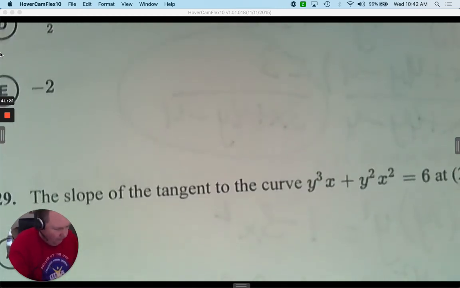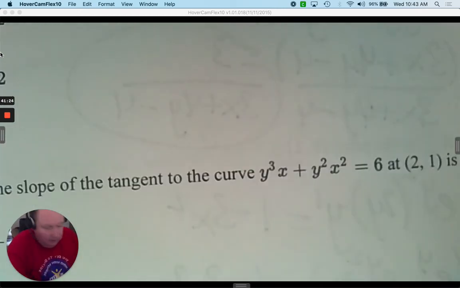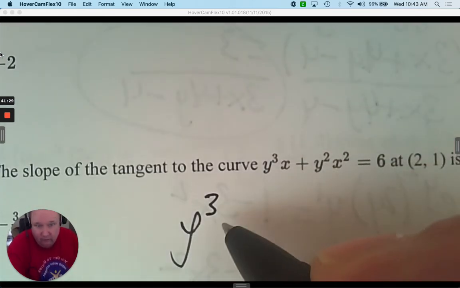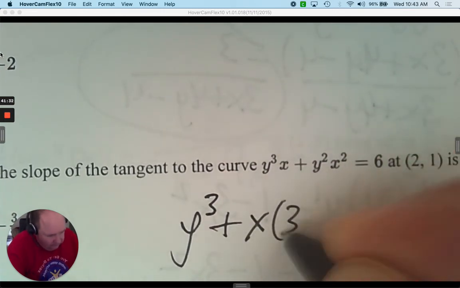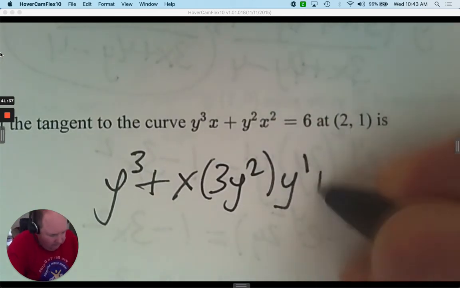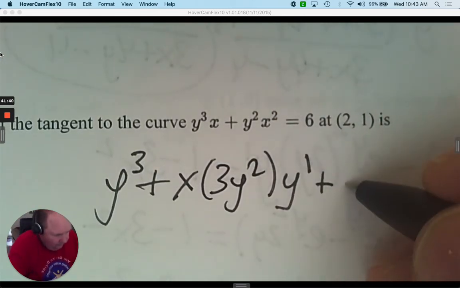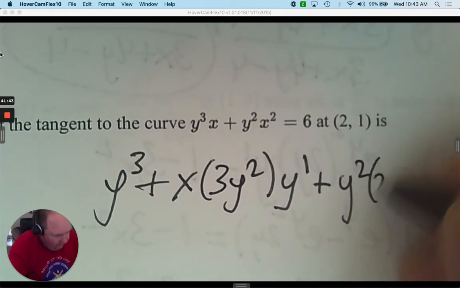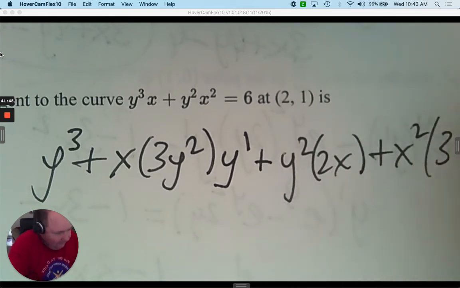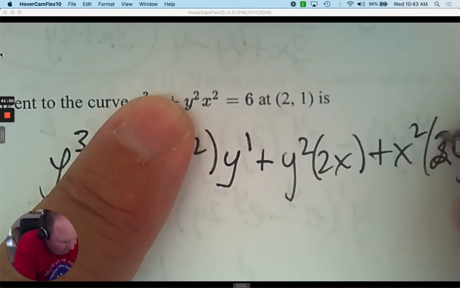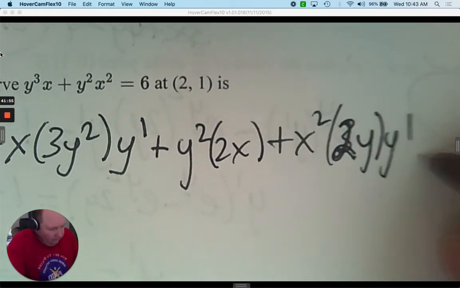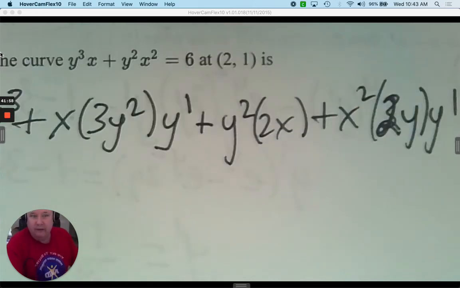29. The slope means take the derivative. So the product rule, the first times the derivative of the second. The derivative of x is 1, so this is y cubed, plus the second times the derivative of the first, and it needs a y prime. Same thing here. The first times the derivative of the second, plus the second times the derivative of the first, sorry, that's 2y, and it needs a y prime. And then the derivative of 6 is 0.